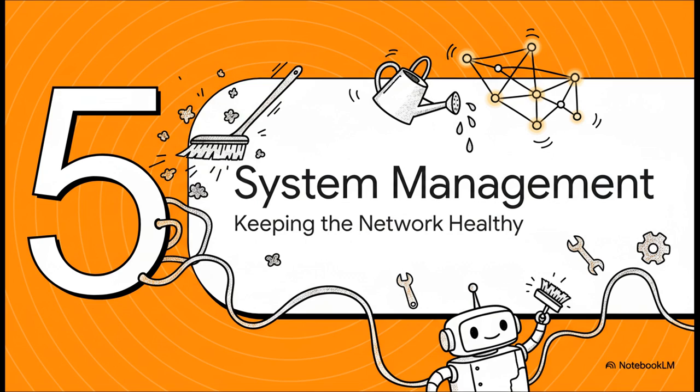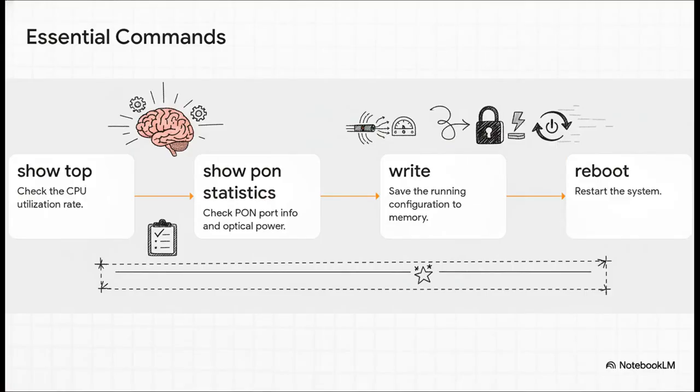All right, last section. Building the network is one thing, but keeping it running day in and day out takes constant care and feeding. This is the ongoing housekeeping that keeps the internet on for all of us. So to keep the system healthy, engineers are always checking its vital signs. They're making sure its processor isn't getting overloaded or checking that the optical light levels are strong and clear.